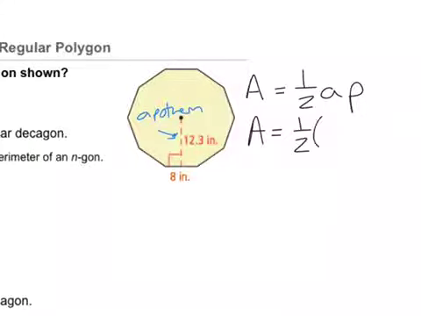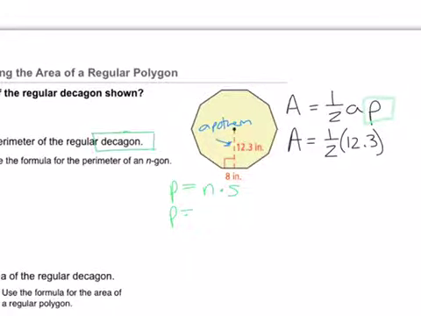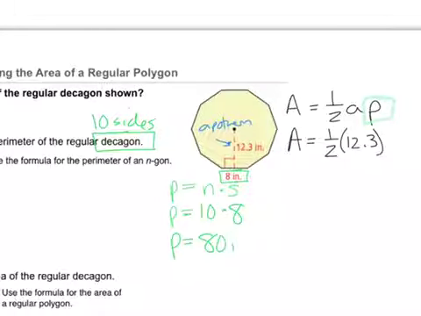Area equals 1/2 times 12.3. Now, I have to find the perimeter. Remember that the perimeter equals N times S. N is the number of sides. It said in the problem that this is a regular decagon, which means the figure has 10 sides. So where I see N, I'll plug in 10. And S is going to represent the length of one side. We can see from the figure that there's 8 inches as one side. So my perimeter will be 10 times 8, or 80 inches.